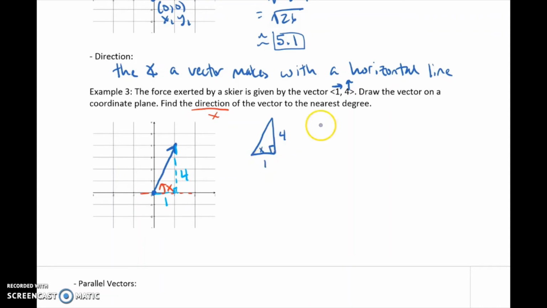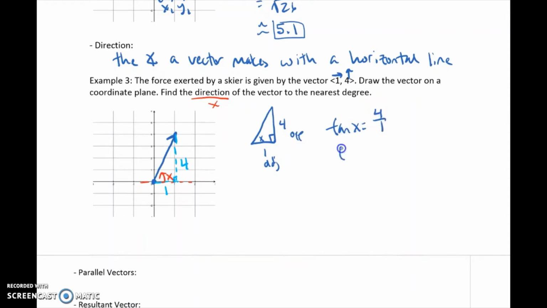Well, hopefully you got tangent, right? This is opposite. This is adjacent. Tangent x equals 4 over 1. Nice and simple. Tangent x is 4. Remember, to get rid of the tangent, to move it to the other side, we are going to do the arctan, or the inverse tangent function, to both sides. So we're left with x equals arctan, or inverse tangent, of 4. To the nearest degree, 76 degrees.